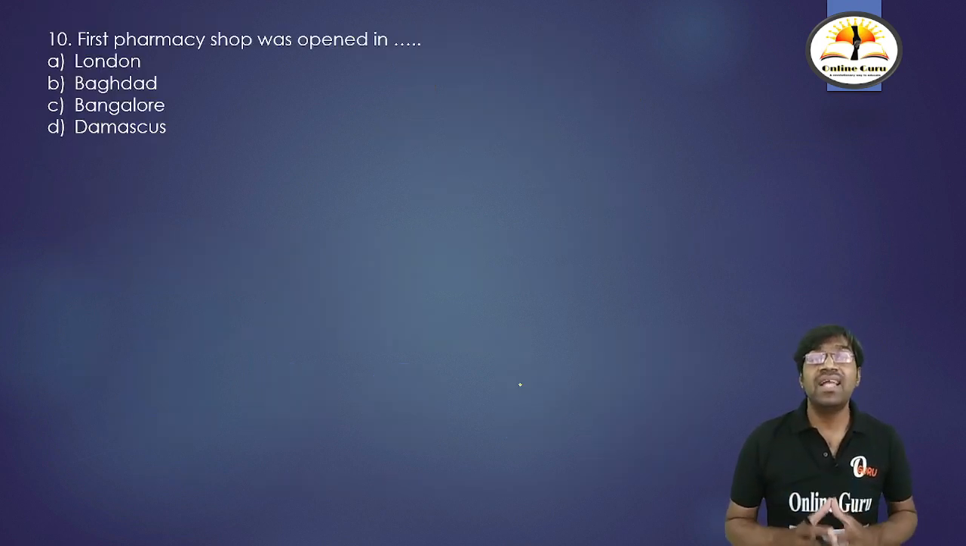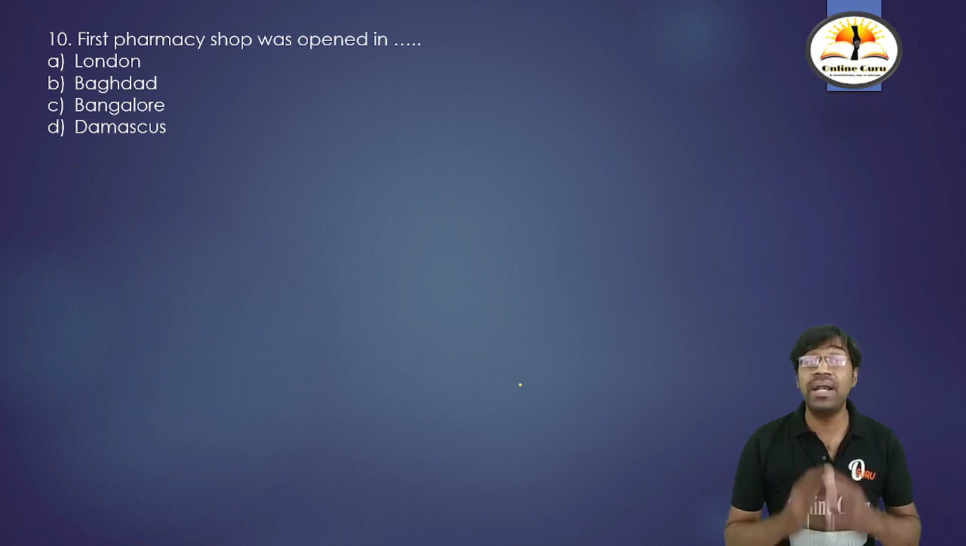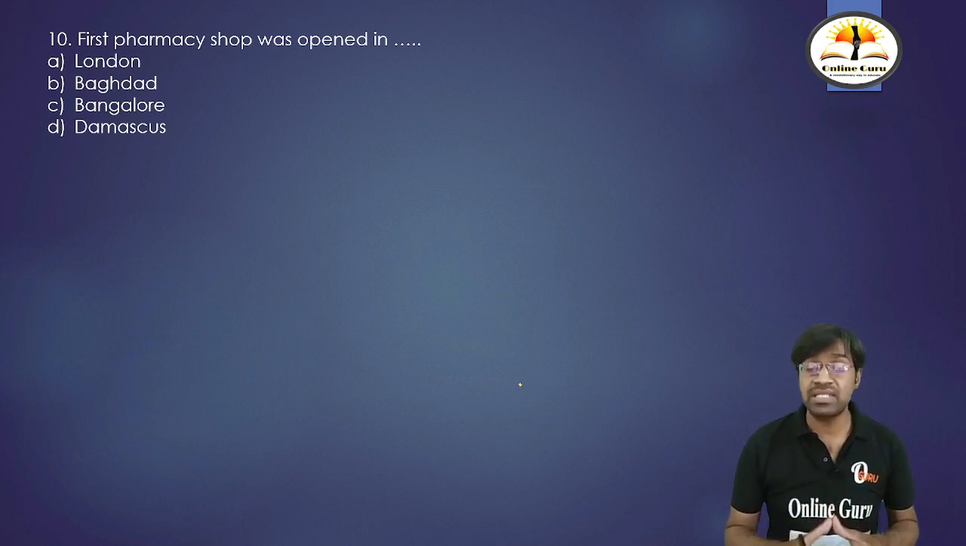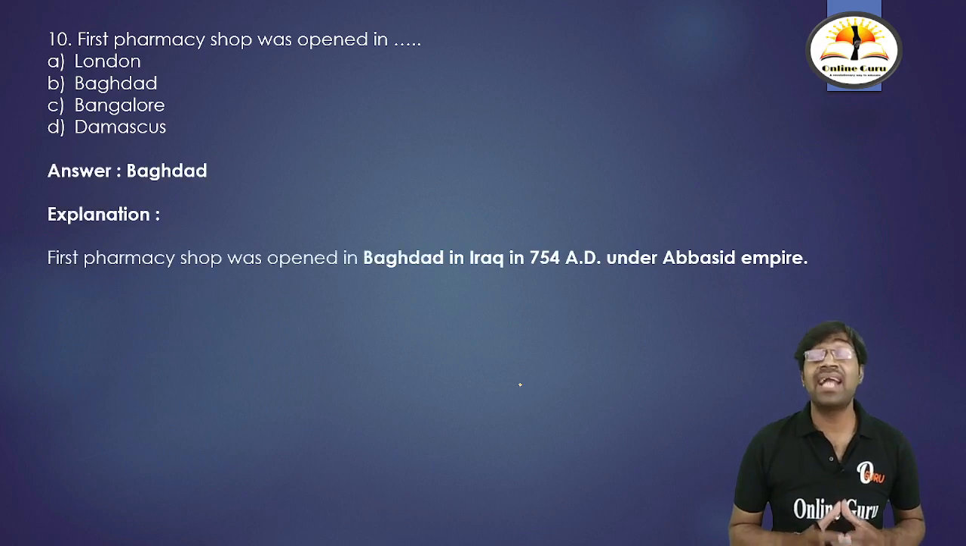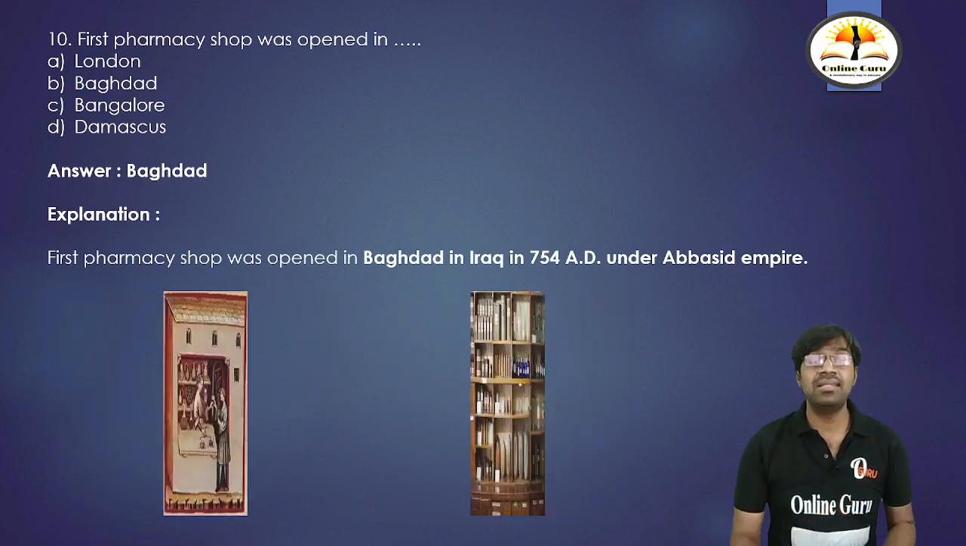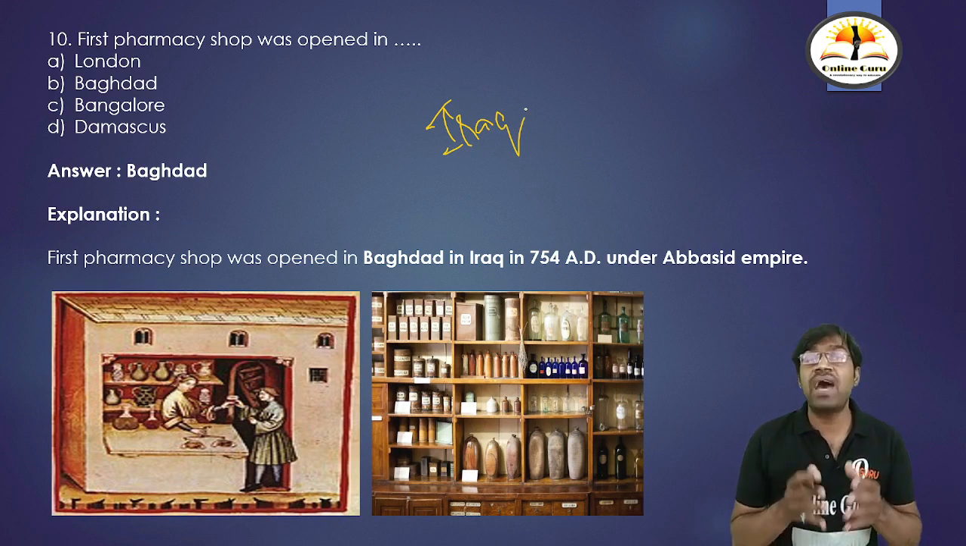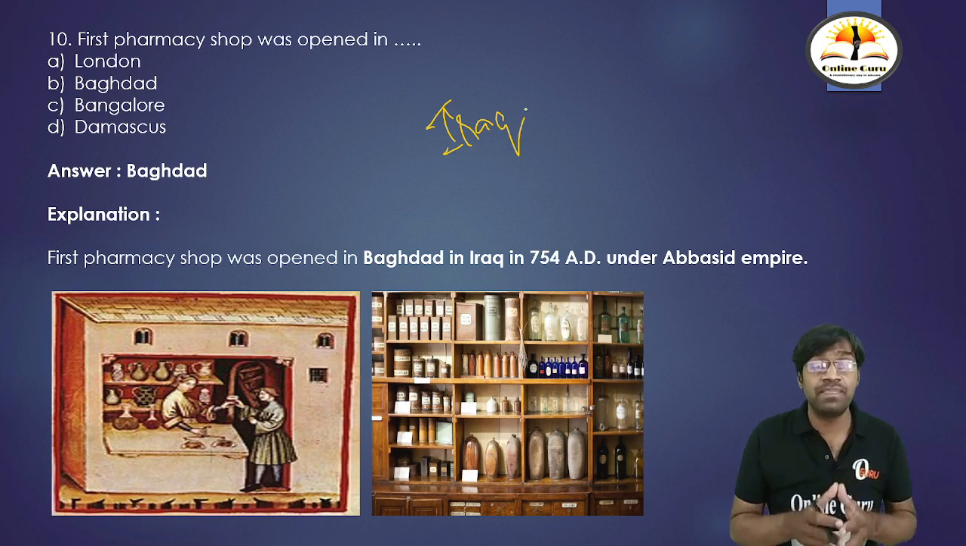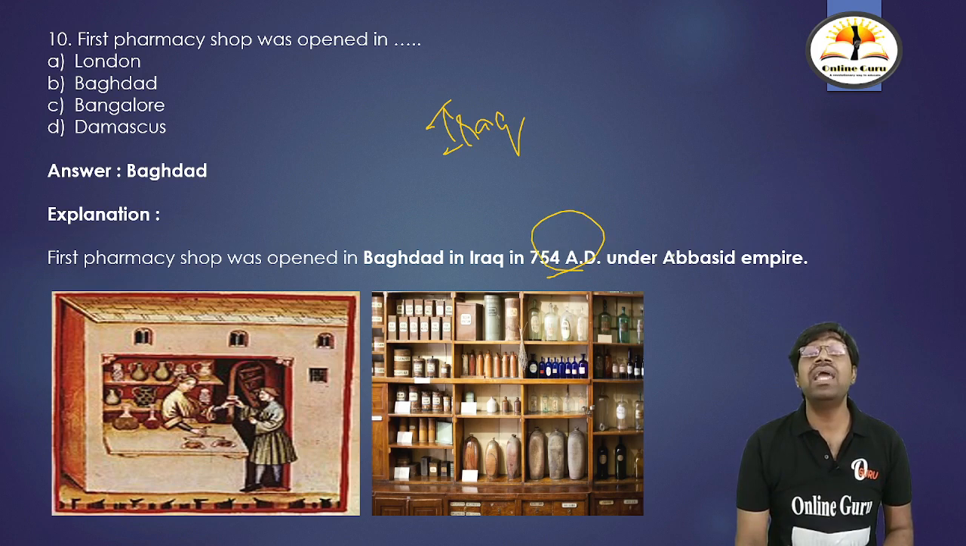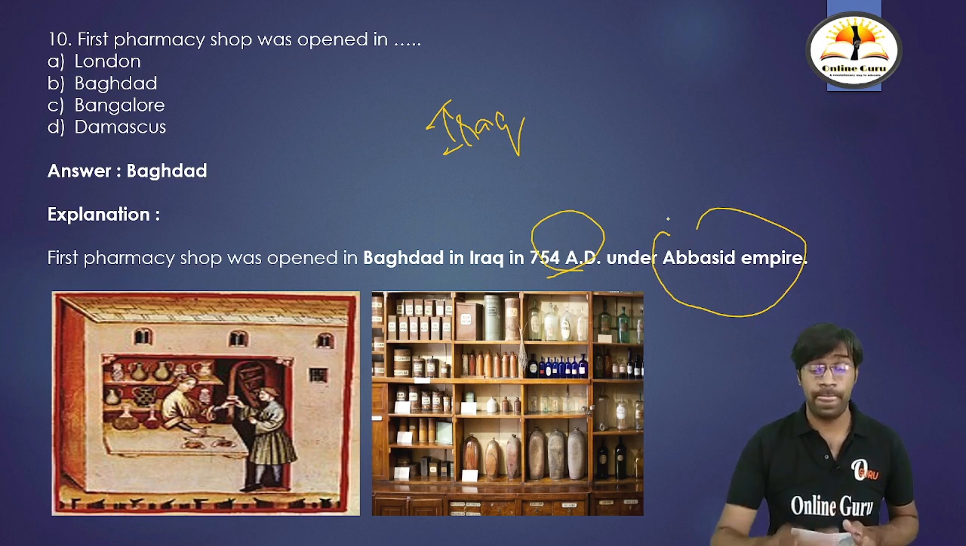Then the 10th question: the first pharmacy shop was opened in option A London, option B Baghdad, option C Bangalore, and option D Damascus. The correct answer is Baghdad. Baghdad is the capital of the country Iraq. The first pharmacy was opened in Baghdad in 754 AD, and the ruling empire was the Abbasid Empire. See here the diagram of the first pharmacy shop.